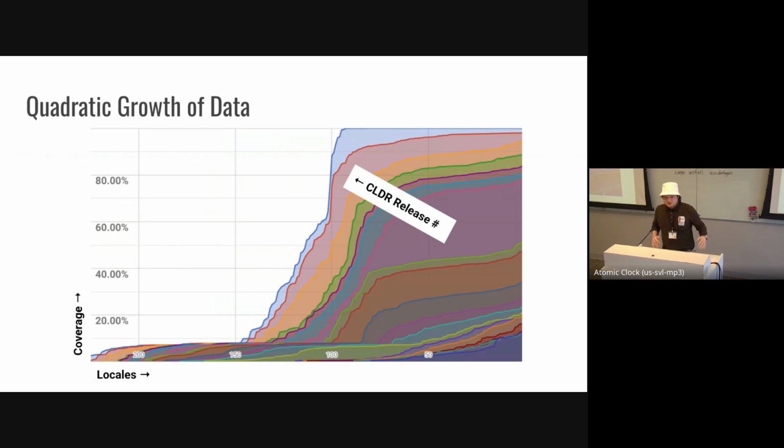So within every CLDR release, we get more locales on the x-axis, we also get more features on the y-axis. So this means that we have a quadratic growth of CLDR data. If you just include all CLDR data every single release, you're just going to get bigger and bigger and bigger and bigger, and it's just going to continue to grow quadratically. So that's one challenge with scaling I18N.